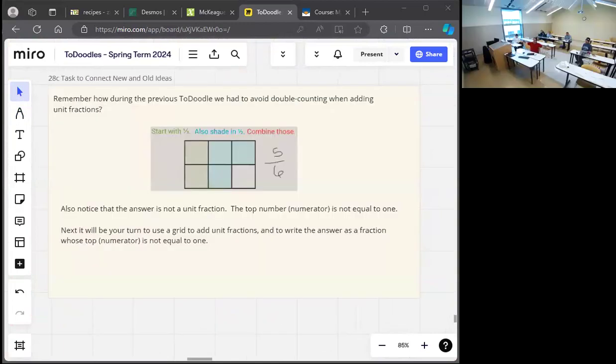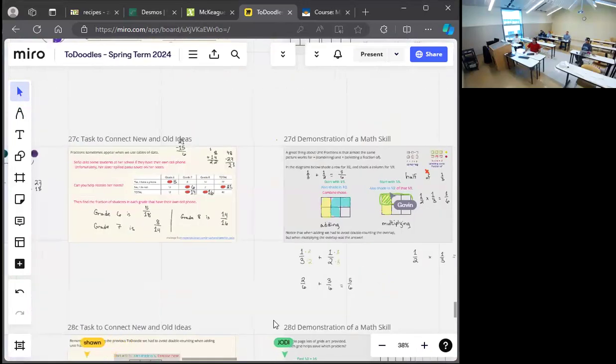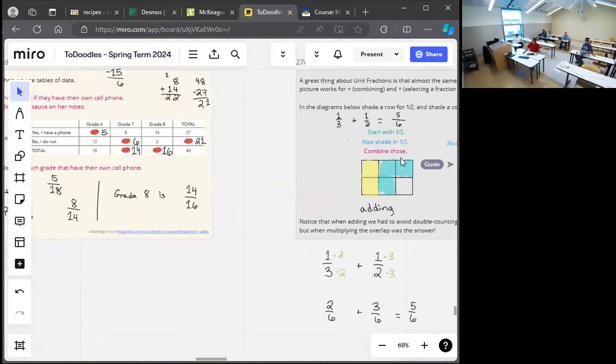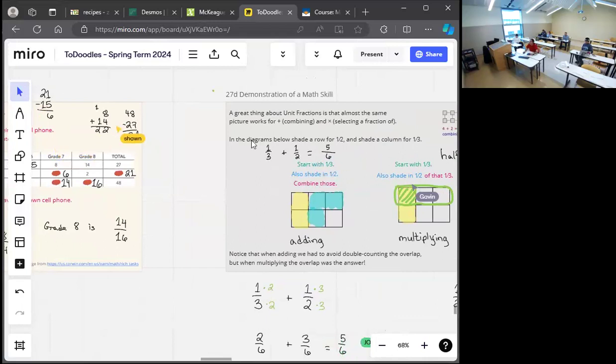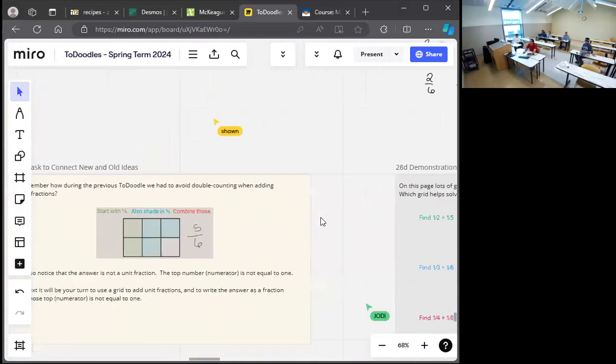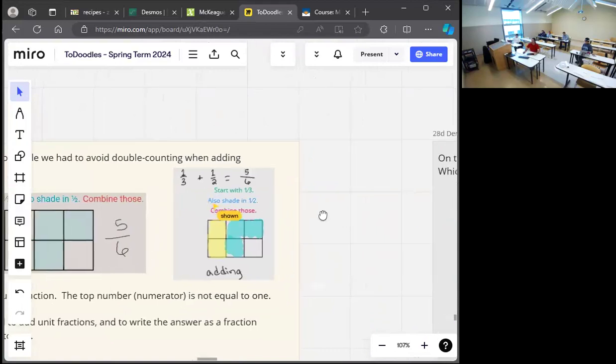So what we just did before break was adding 1/3 and 1/2. So here's my picture that I had prepared. It's obviously not exactly the one that we did, because I had to prepare it ahead of time. Oh, you're right. Moving up here. There we go. This is the thing we just did, right? So now it will be your turn to do those.